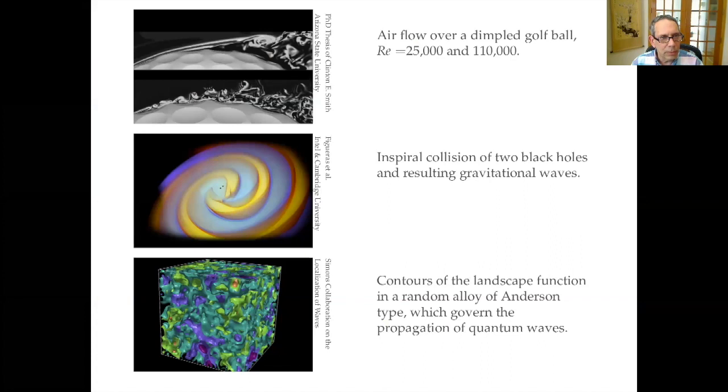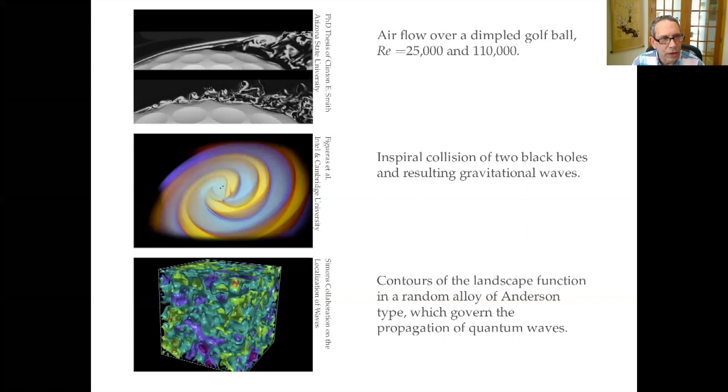The first one is a mundane situation, a golf ball flying through the sky and airflow flying past it, but it's actually probably the most difficult of the six computations I'll show here. This came from the PhD thesis of Clinton Smith. And what it's showing you there is the same golf ball at two different speeds. It's going faster in the bottom.